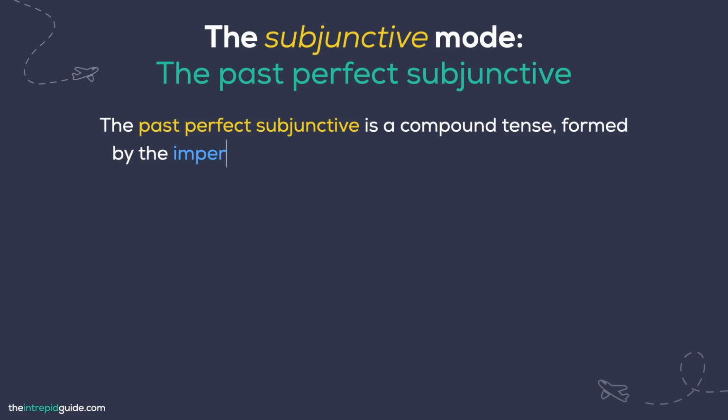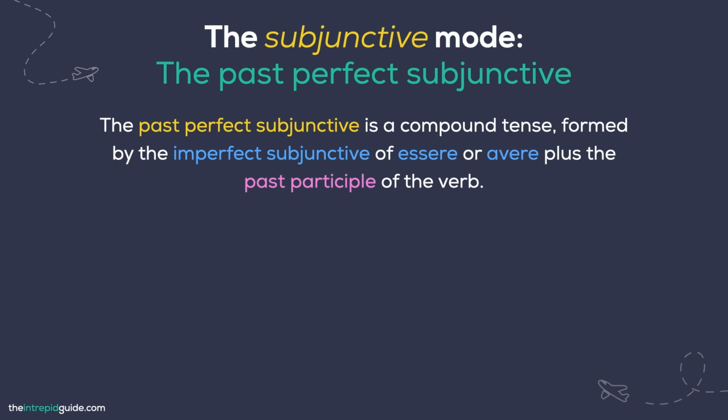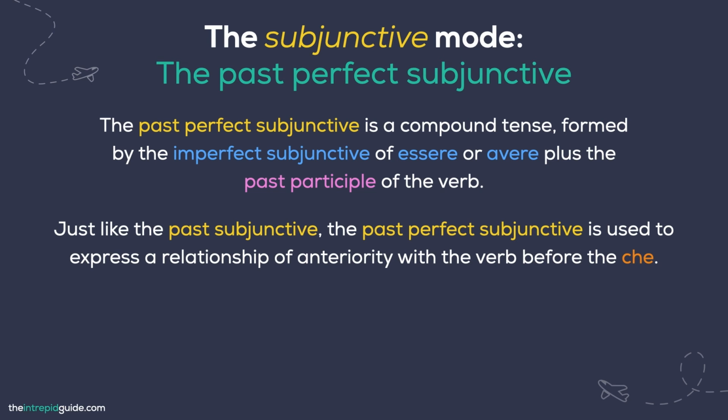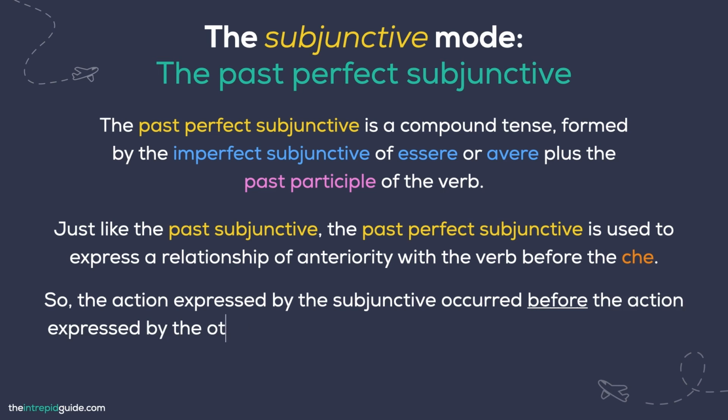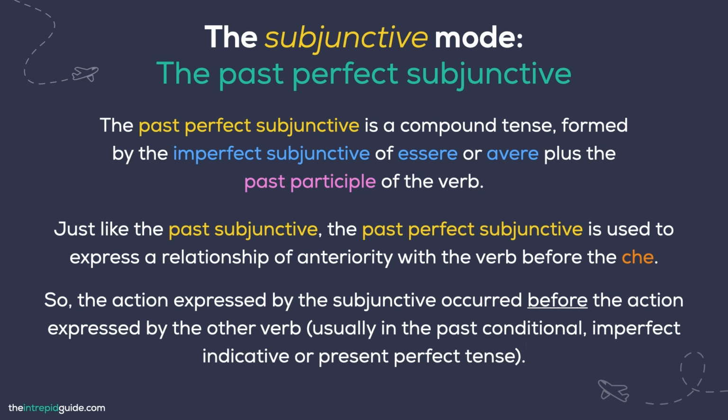The past perfect subjunctive is a compound tense formed by the imperfect subjunctive of essere or avere plus the past participle of the verb. Just like the past subjunctive, the past perfect subjunctive is used to express a relationship of anteriority with the verb before che. So, the action expressed by the subjunctive occurred before the action expressed by the other verb, usually in the past conditional, imperfect indicative, or passato prossimo tense. Take a look at these examples.